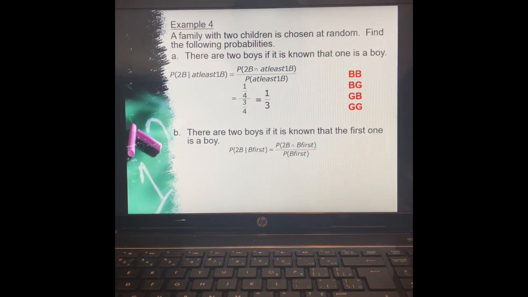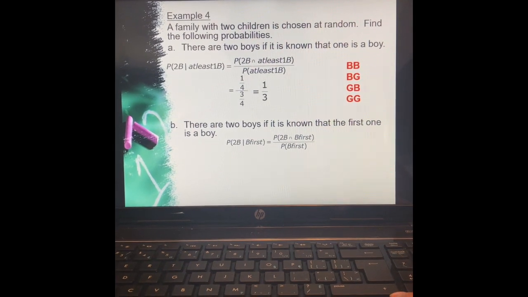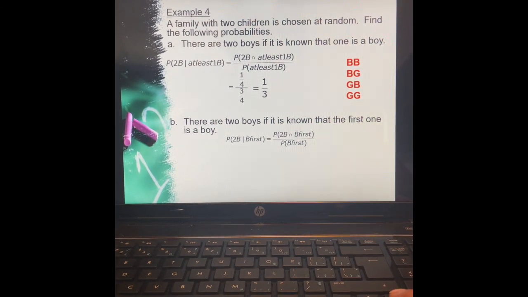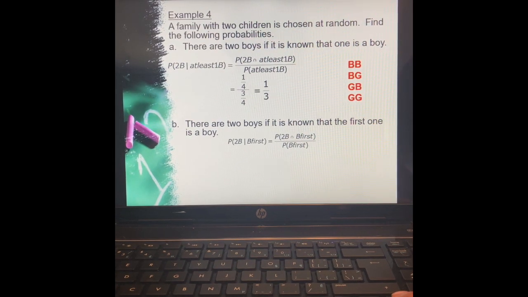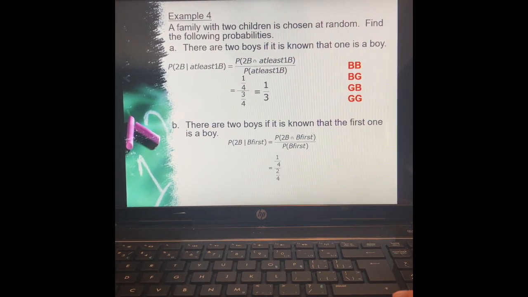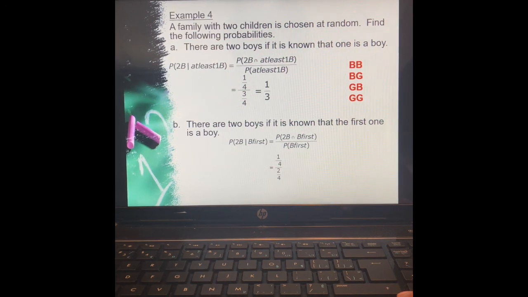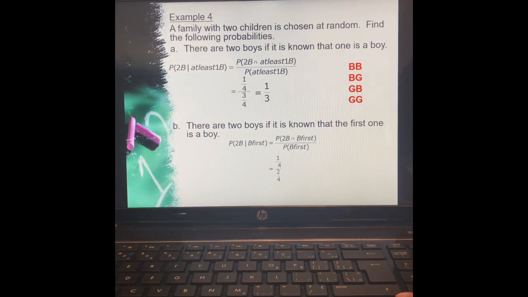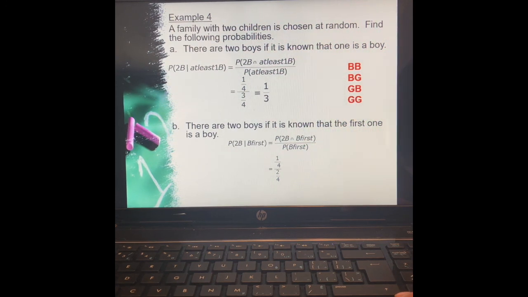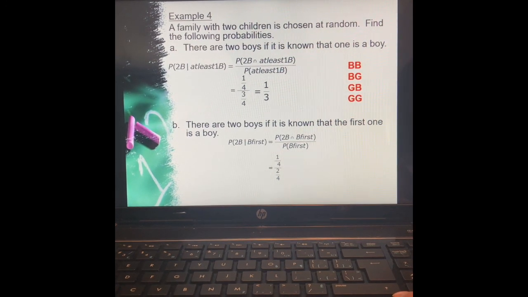So taking you through the full process, first of all, probability of a boy first is 1/2. And probability of 2 boys and boy first is still considered 1 out of 4. When you do the reciprocal, it's 1/2.